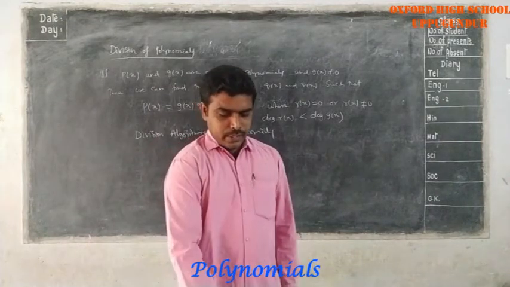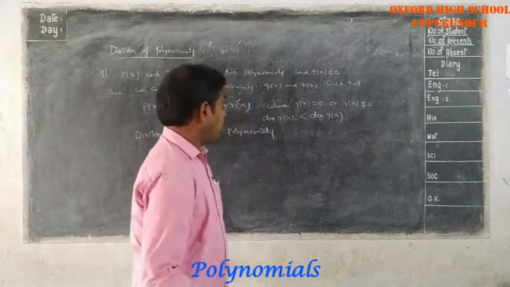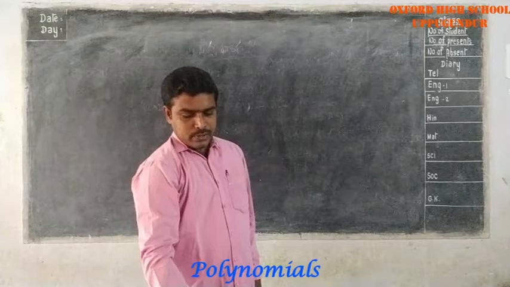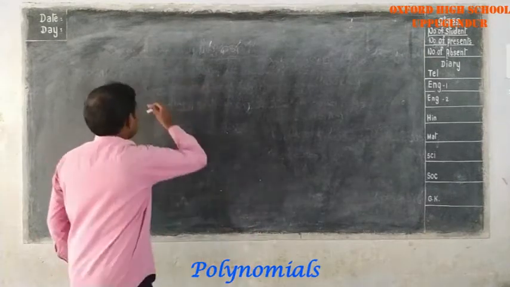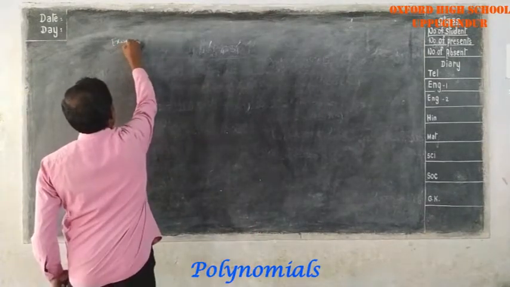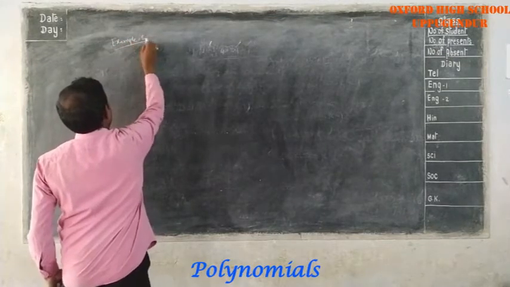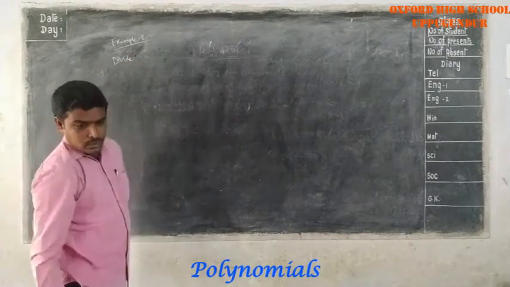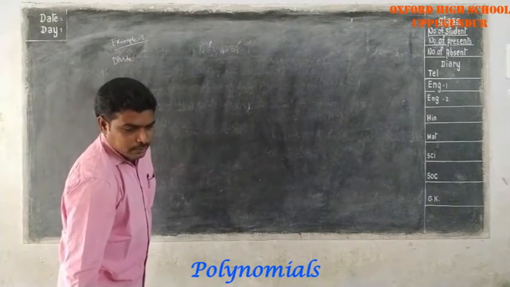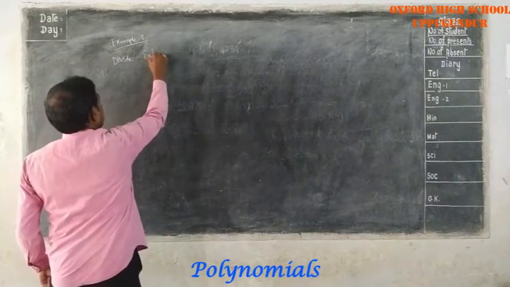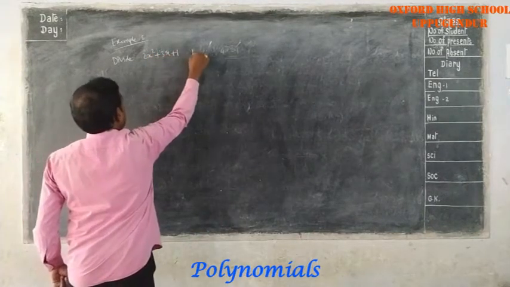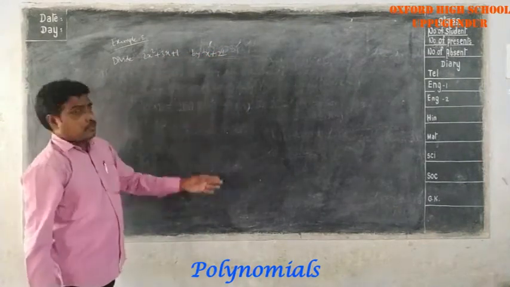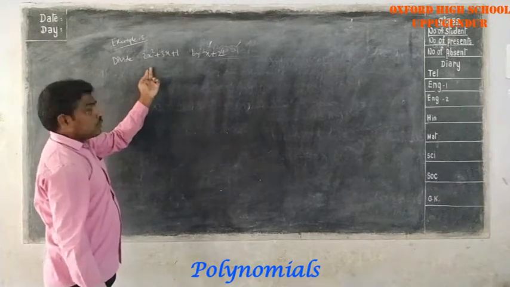Example 8. Divide 2x square plus 3x plus 1 by x plus 2. So you have to divide this polynomial by x plus 2. Here this is the divisor and this is the dividend.